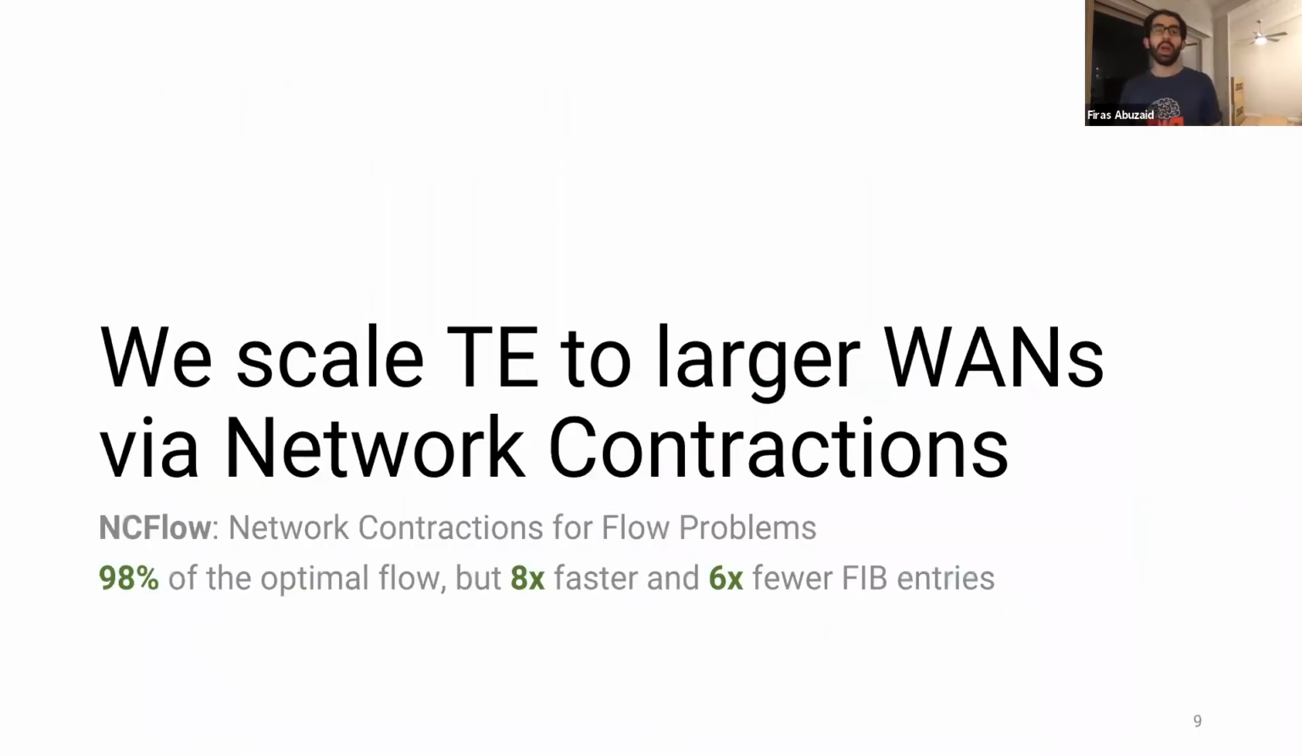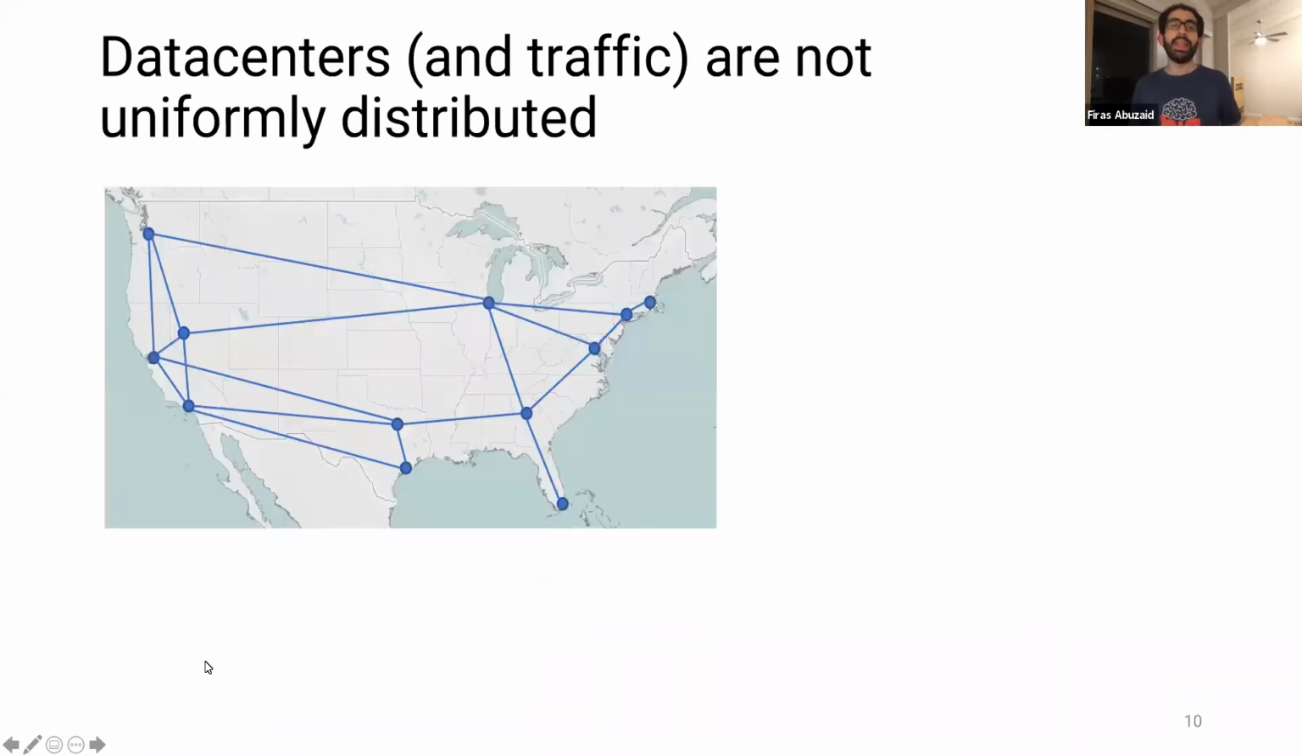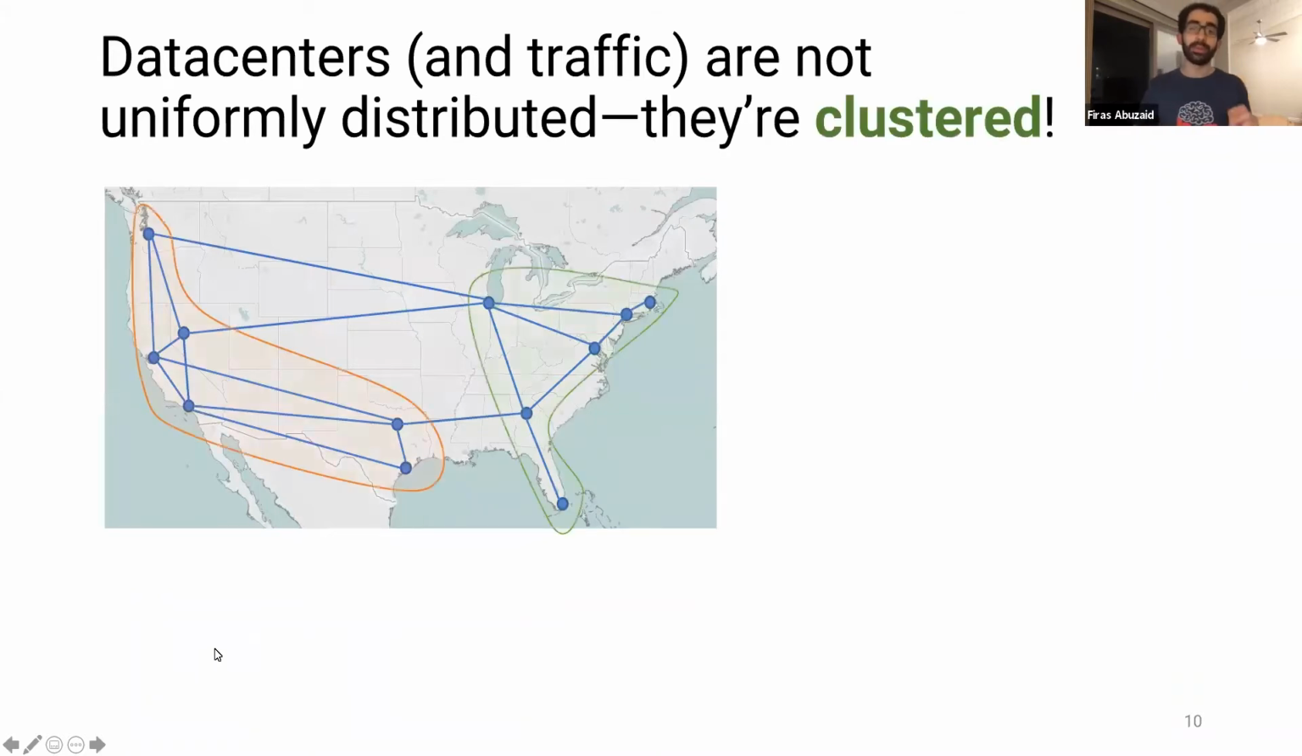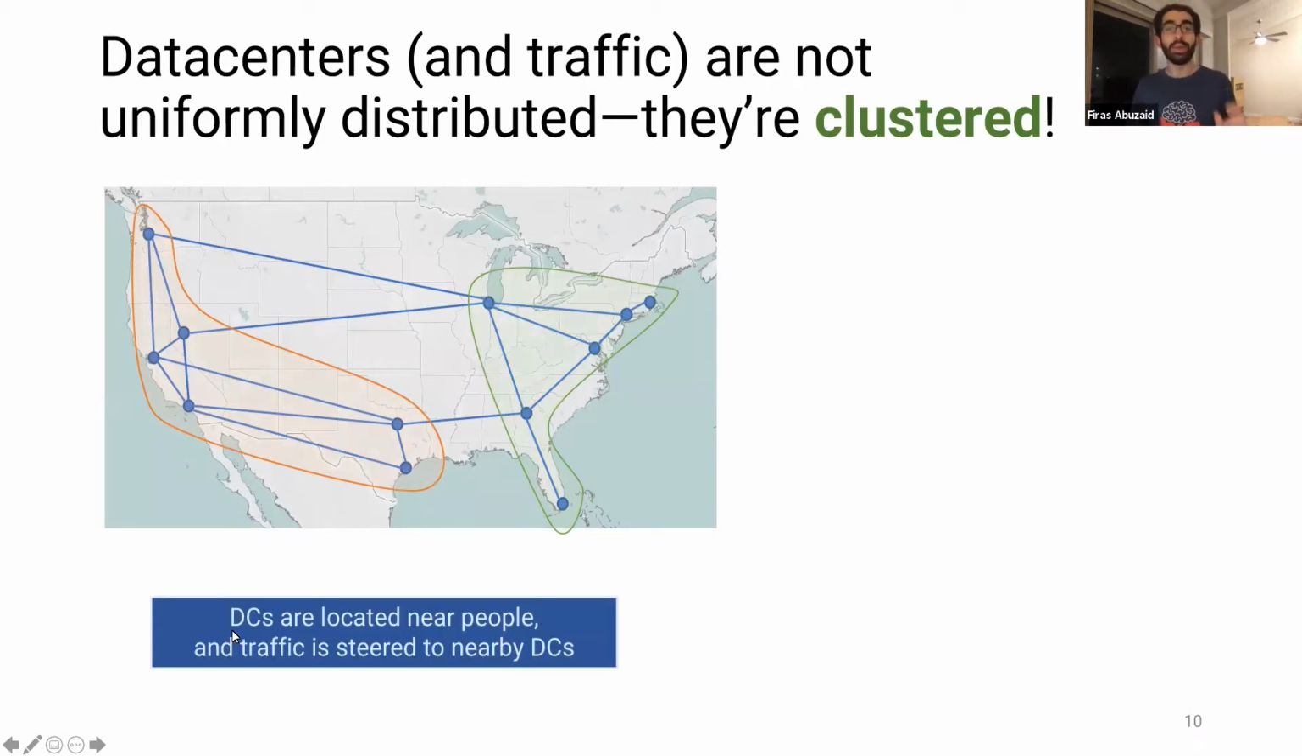So in this talk, I'll show you how we scale traffic engineering to large data center WANs using a technique we call NCFlow, or network contractions for flow problems. The key insight undergirding our work is that data centers and traffic are not uniformly distributed. They're clustered. As the WAN evolves and grows in size, there's a natural clustering that occurs because data centers are often built close to large population centers, and traffic is steered towards those nearby data centers.